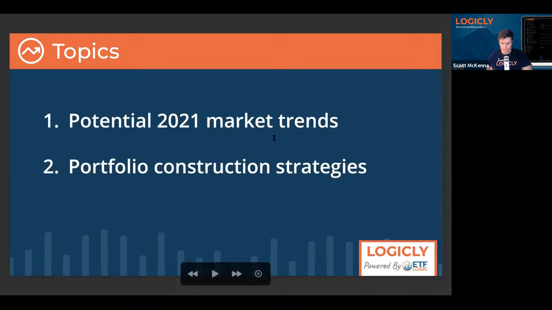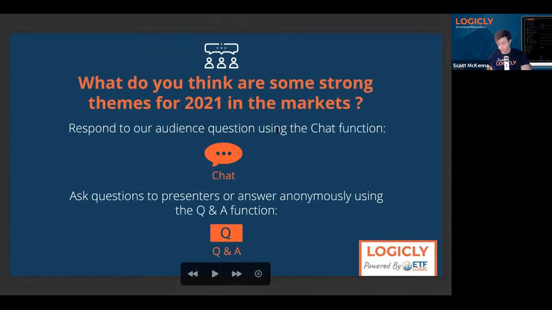So before we get started and talk about some of the trends, I want to get some feedback from you guys who are watching. What do you think are some of the strong themes that we'll see in 2021 with the markets, or just generally economically? If you want to drop those answers in the chat, just let us know what you think some trends are that we'll see in 2021, and then we'll jump in and talk about some of the trends we've identified.